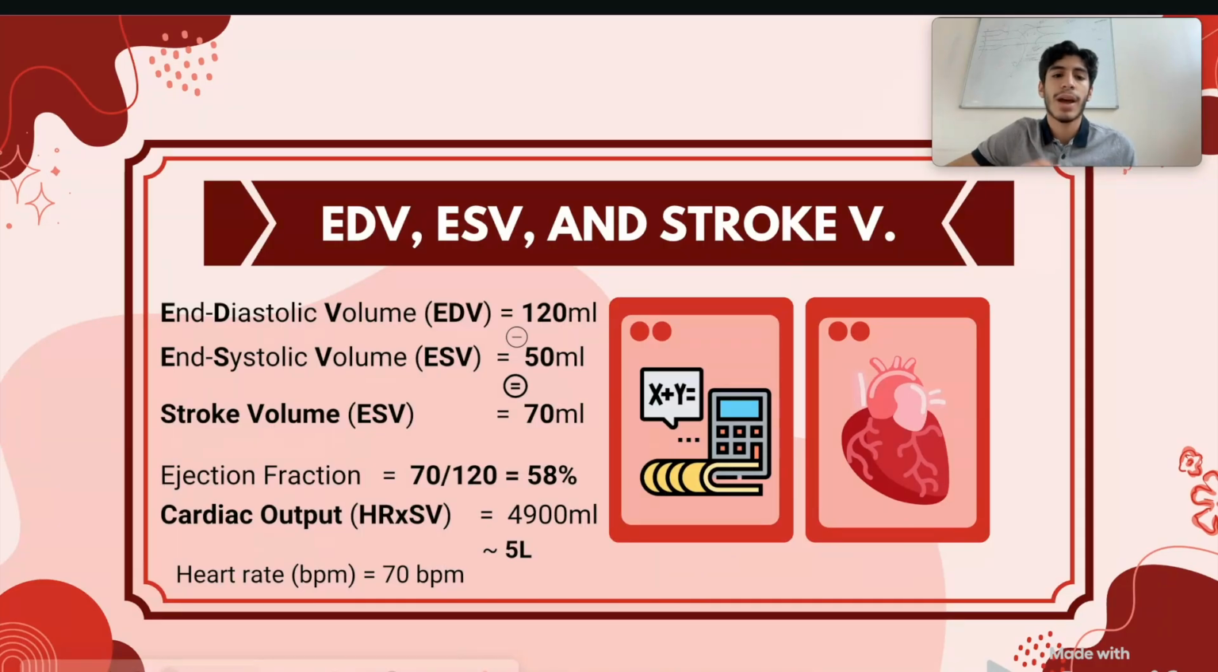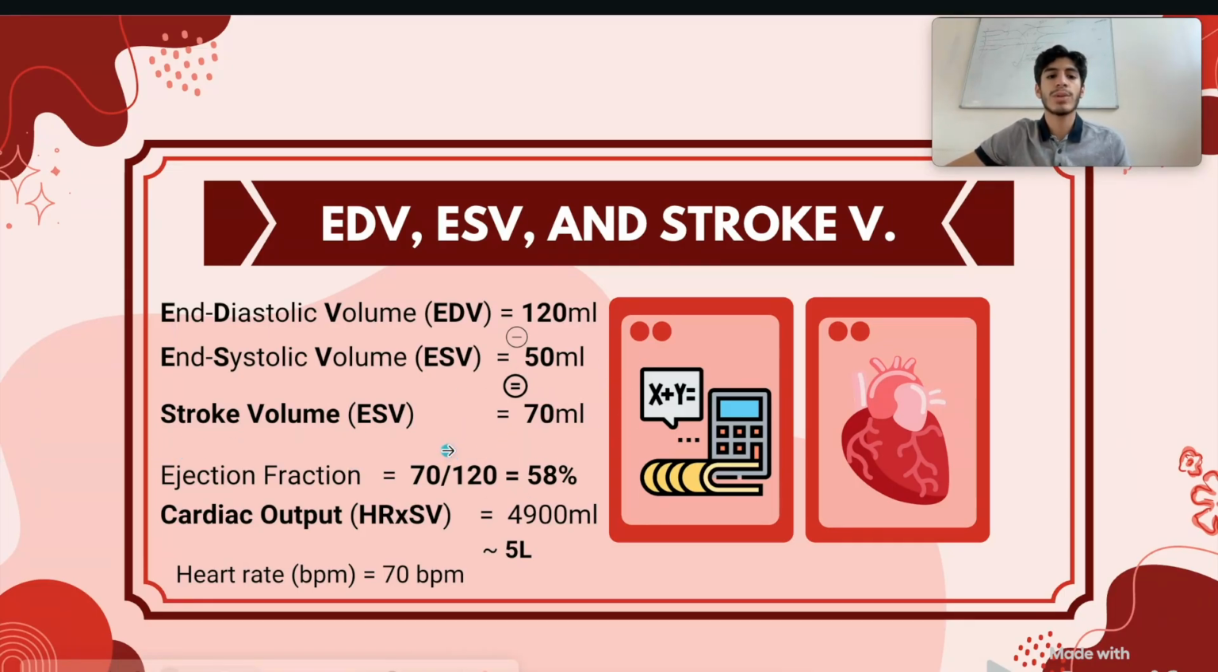Okay, and so if there was 120 milliliters of blood before it contracted, and 50 milliliters after it contracted, how much was lost? It's basically a subtraction. So 120 minus 50 is going to be 70. And this is how much blood went to the aorta, right? And it's called the stroke volume, how much the stroke was. Forget this ESV here. It's not SV, it's stroke volume, SV, and it's 70 milliliters, okay?